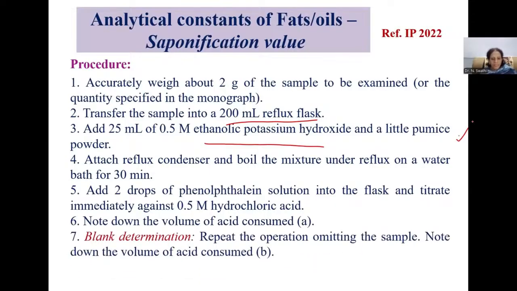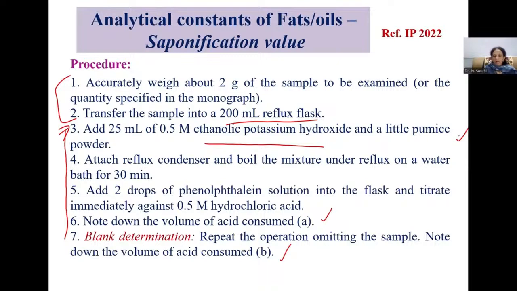Now again perform the blank titration. What is the meaning of blank titration? That means we will be repeating the same titration by omitting the sample, so we need not do the first two steps. Perform the blank titration from the third step onwards. That means you will be adding 25 ml of 0.5 molar ethanolic potassium hydroxide and porcelain chips. Then boil the contents for 30 minutes, add phenolphthalein indicator and titrate using hydrochloric acid. In this titration, whatever volume is run down, consider it as B ml. So A is the initial volume, and B is the value corresponding to the blank titration.